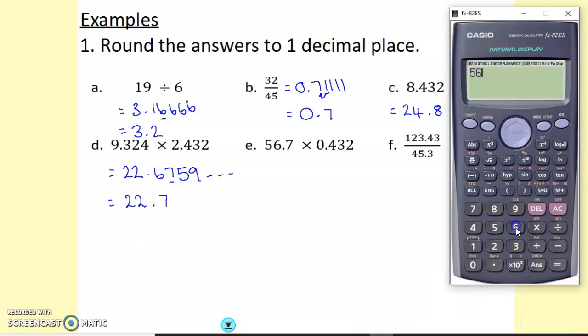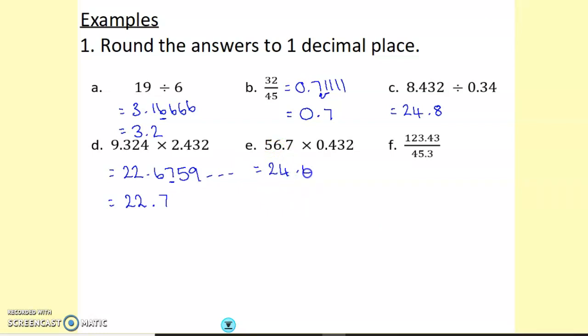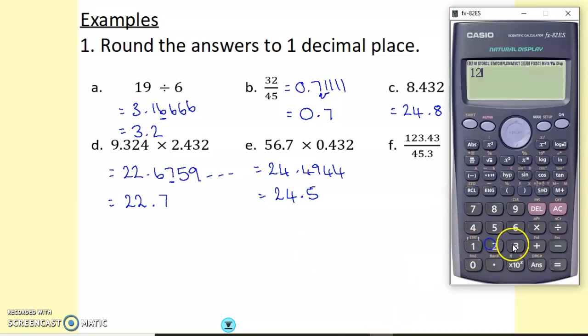E, we've got 56.7 times 0.432. It comes out at 24.4944. To 1 decimal place, that'd be 24.5.